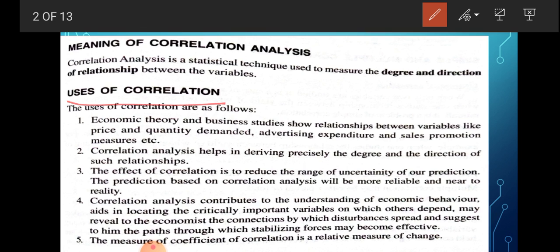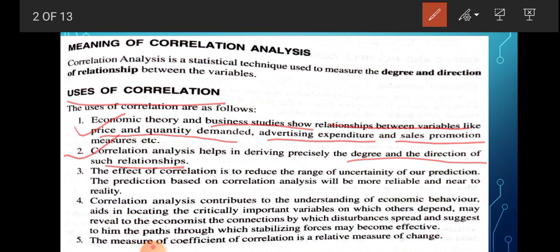Uses of correlation: we can use correlation in economic theory and business study. It shows the relationship between variables like price and quantity, demand, advertising expenditure and sales promotion. Correlation analysis helps in deriving precisely the degree and direction of such relationships, meaning it's very important.